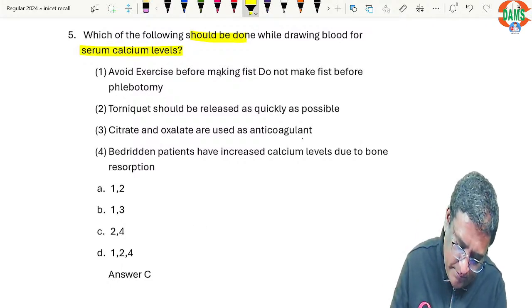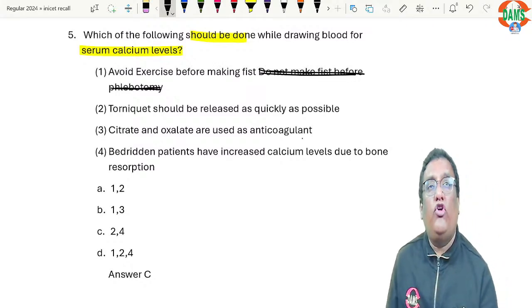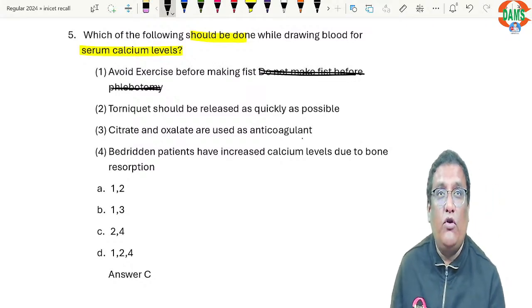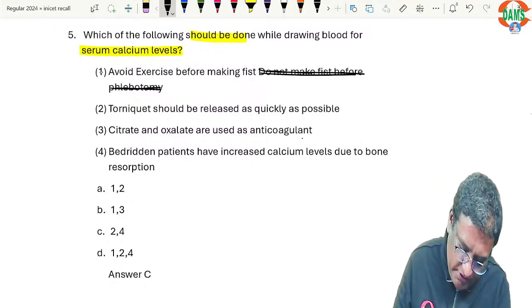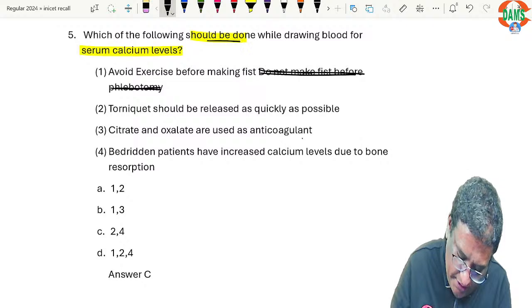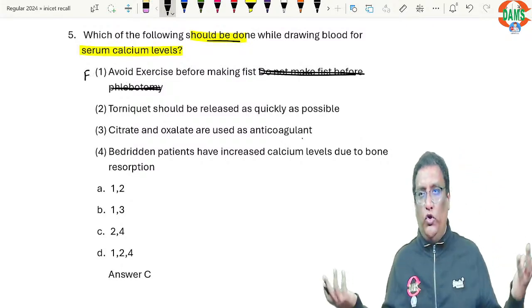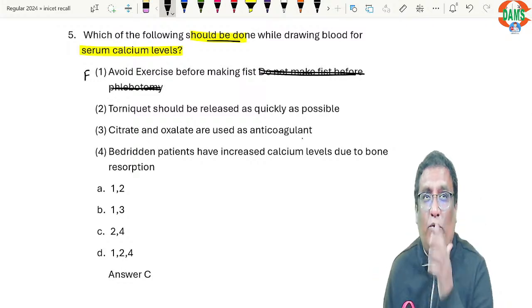Avoid exercise before making a fist. This was not there in the option. Leave this. Avoid forearm exercise was also given. So avoid exercise or forearm exercise before making a fist: nothing, no problem, this is not advised. The question asked is which should be done. So avoid exercise should not be done, so this is false. If you do exercise, no problem. If you don't do exercise, no problem.